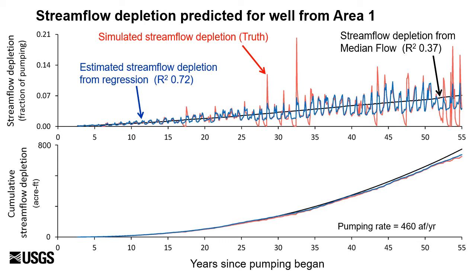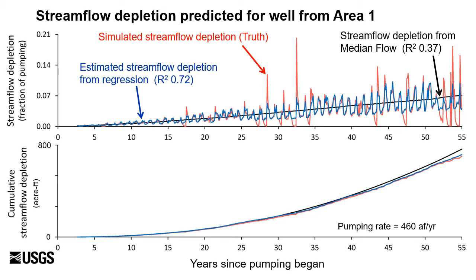The method currently is doing a good job at estimating the variability of the streamflow depletion around and near the median depletion curve, but we're not quite hitting the extremes, the highs and the lows that are shown there in that red curve. Keep in mind that this particular well is away from the river and has a fairly low depletion rate. You can see after 55 years, we're only looking at about 7% of the pumping coming from the stream.